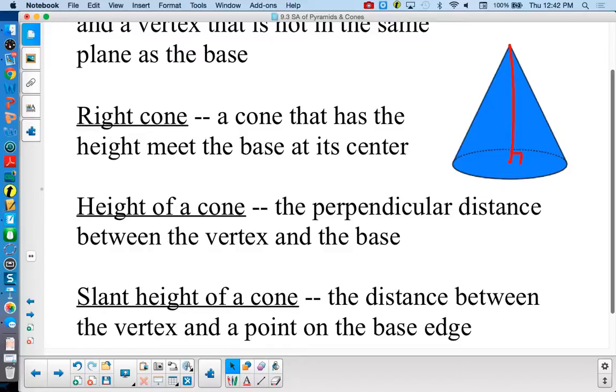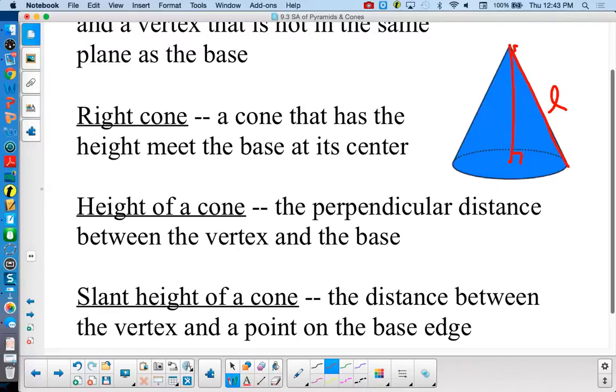Just like with the pyramid, there's a height and there's a slant height. Now the slant height might be easy to find on this cone because it's actually the edge. It's this side. That right there is your slant height. It doesn't matter which side, because on a cone, no matter which side you go to, that'll be the same measurement. So whether you go here or back here or in the front, those are all going to be the same.